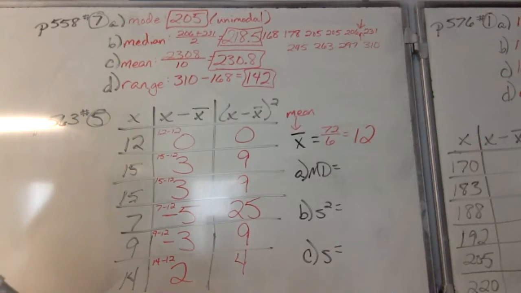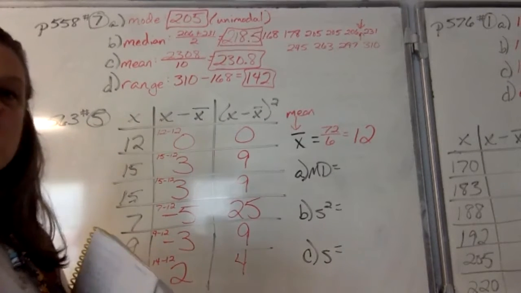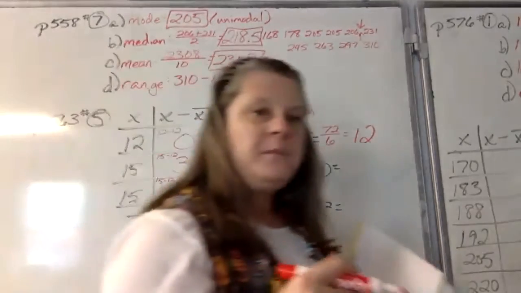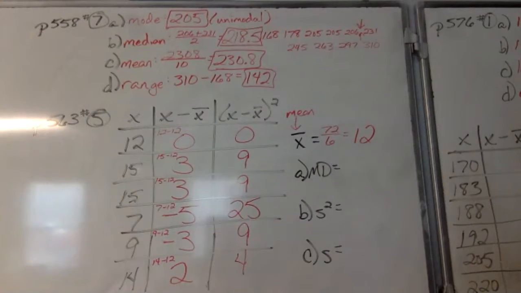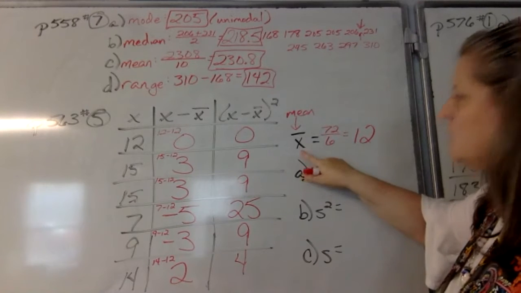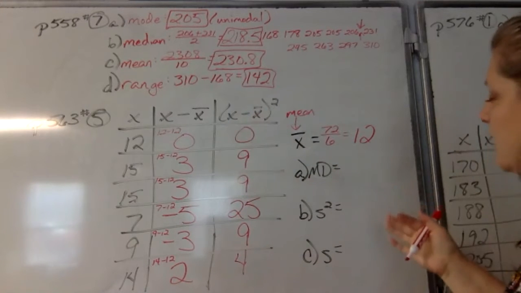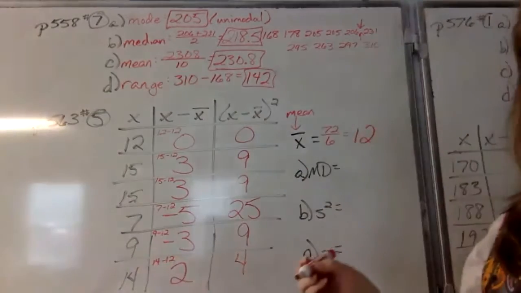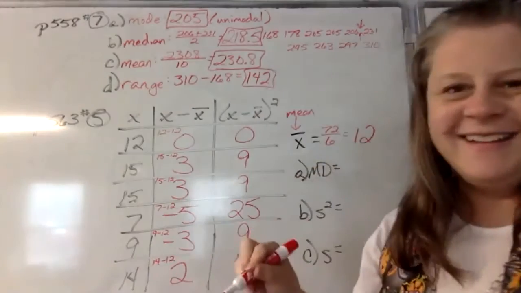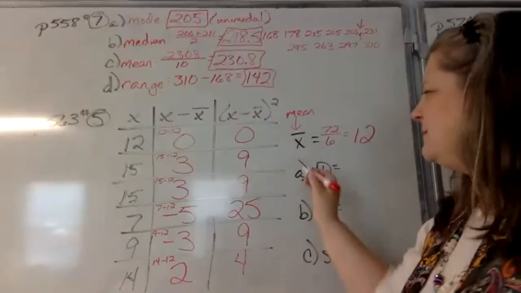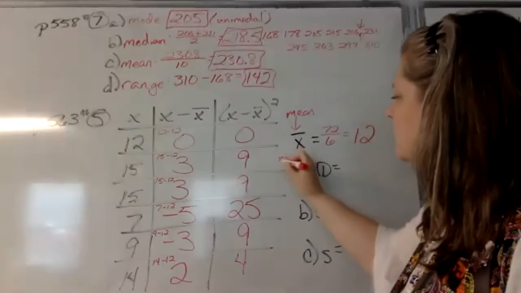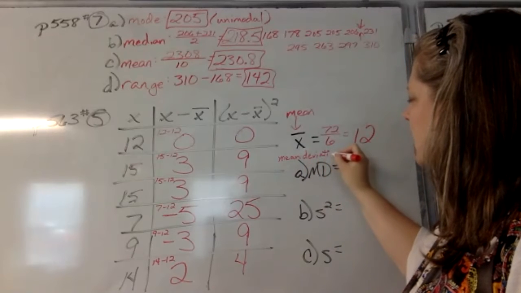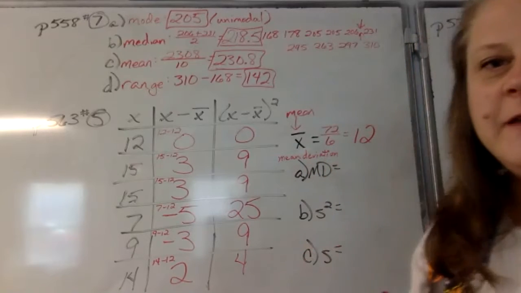Now, I remember these problems yesterday were long. First step was getting our table, which we just did. We had to find our mean so we could do our table. After we've done that, then we find MD. What does MD stand for? Mean deviation. Okay, it's not a medical doctor, it's mean deviation.